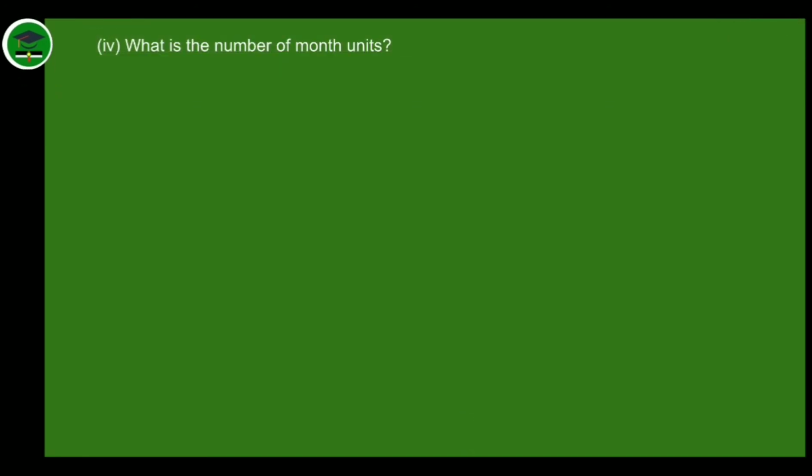The next part is, what is the number of month units. Here the time period is 6, so you can use n by 2 into a plus L. Here 6 by 2, 6 plus 1 is 7. Here you can get 21 number of month units.